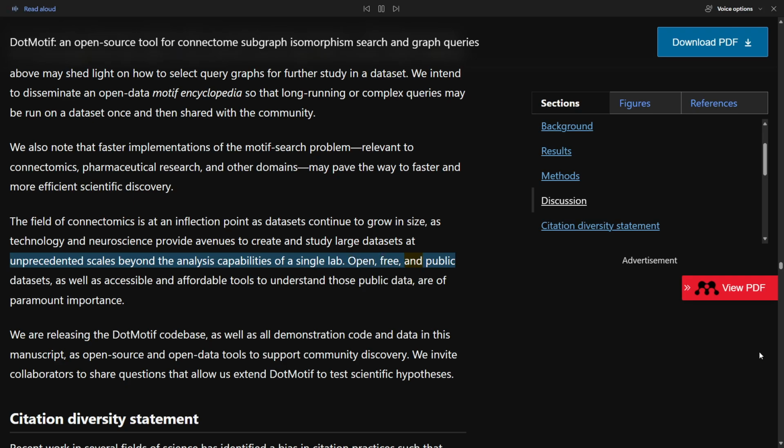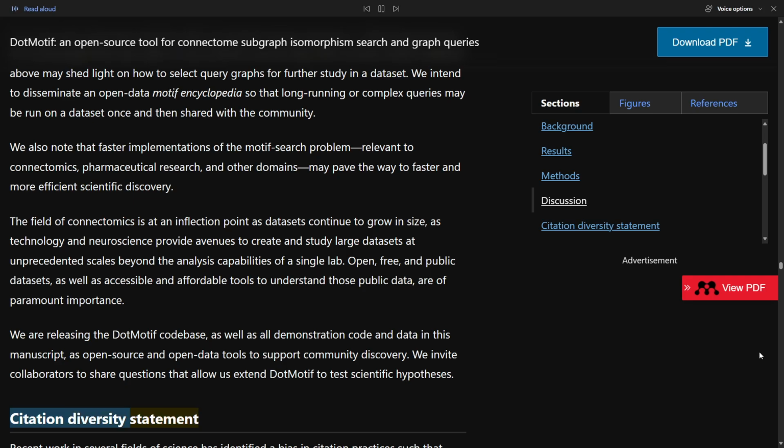Open, free, and public datasets, as well as accessible and affordable tools to understand those public data, are of paramount importance. We are releasing the DotMotif codebase, as well as all demonstration code and data in this manuscript, as open source and open data tools to support community discovery. We invite collaborators to share questions that allow us to extend DotMotif to test scientific hypotheses.